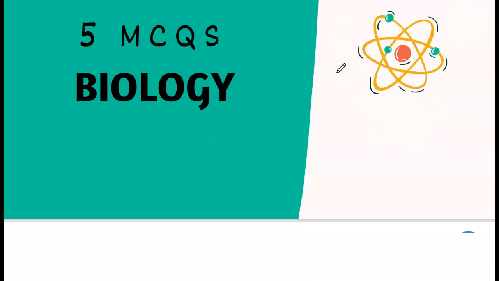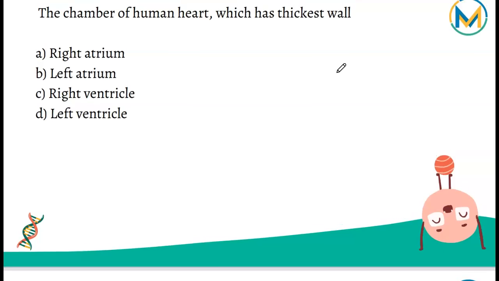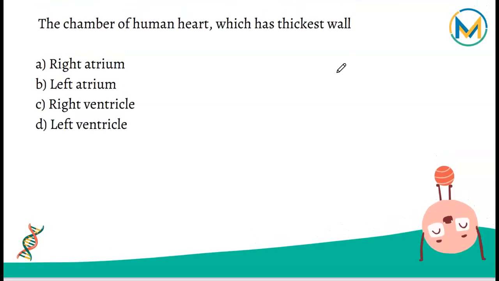We'll do MCQs on the topic human heart. Our first question is: the chamber of human heart which has thickest wall: right atrium, right ventricle, left ventricle. Let's just draw a filmy heart first. Something like this. So it's divided into 4 chambers. This would be the right atrium, the left atrium, the right ventricle, and the left ventricle.